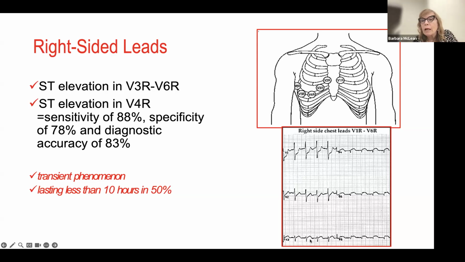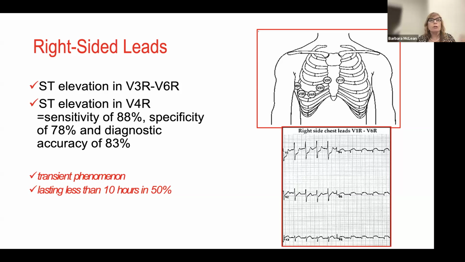And when I look at V3, V4, V5, and V6, but these are all on the right side of the chest, you see that I have ST segment elevation. You have to trust me that these leads were placed on the right side of the chest. So V3R, V4R, V5R, V6R, correlating with this, and actually identifying ST segment elevation. And that is not going to last for long because it's an acute process.